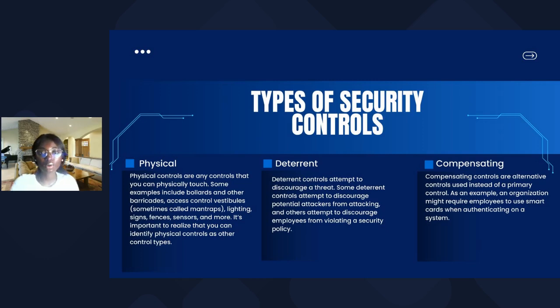And lastly, on the list, we have the compensating control. You can also call it an alternative control, right? They are usually used instead of primary controls that you've put in place. Let's say, for example, an organization would not just have their employees put in their username and password when they want to log in. They might ask for their smart card instead. So that smart card serves as an alternative control. It is a compensating control for the primary controls that are put in place, right?